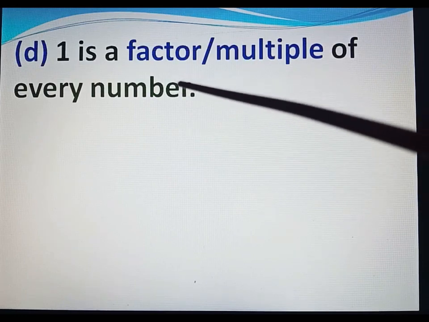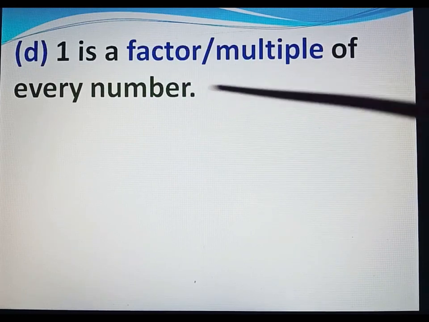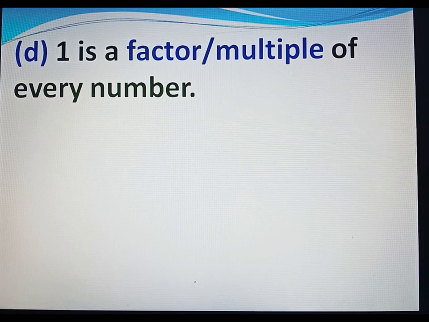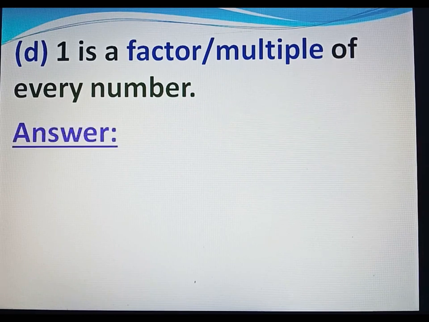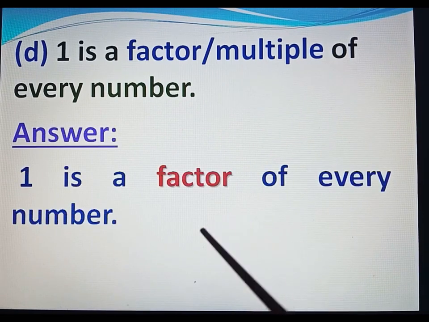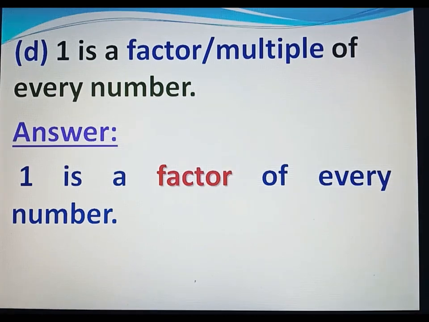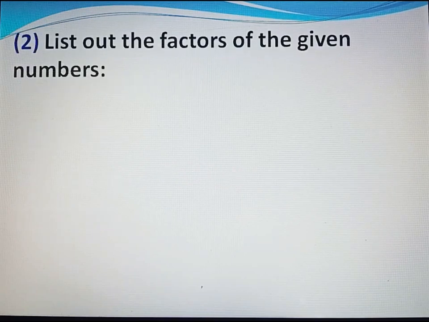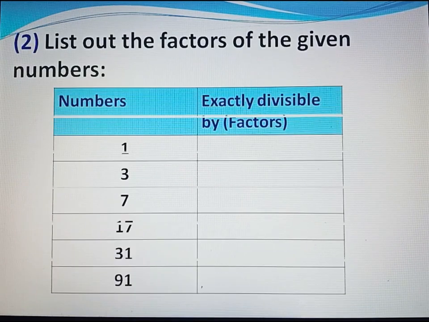Now D part. 1 is a factor and multiple of every number. Answer. 1 is a factor of every number. Now question number 2. List out the factors of the given numbers table.